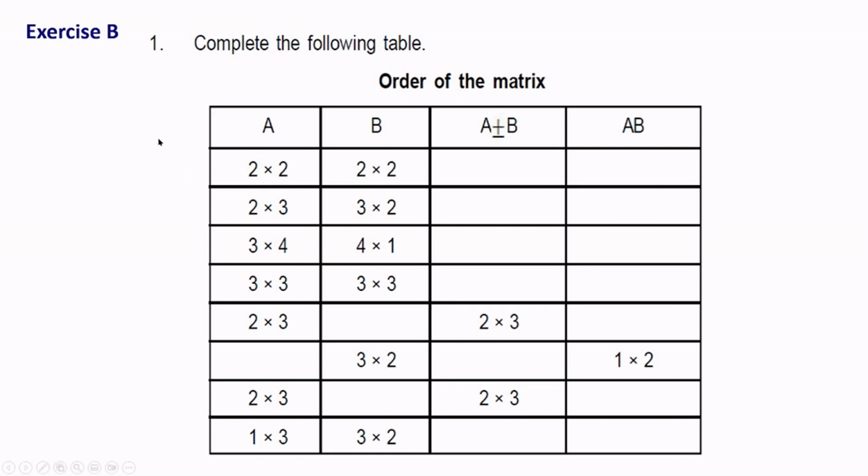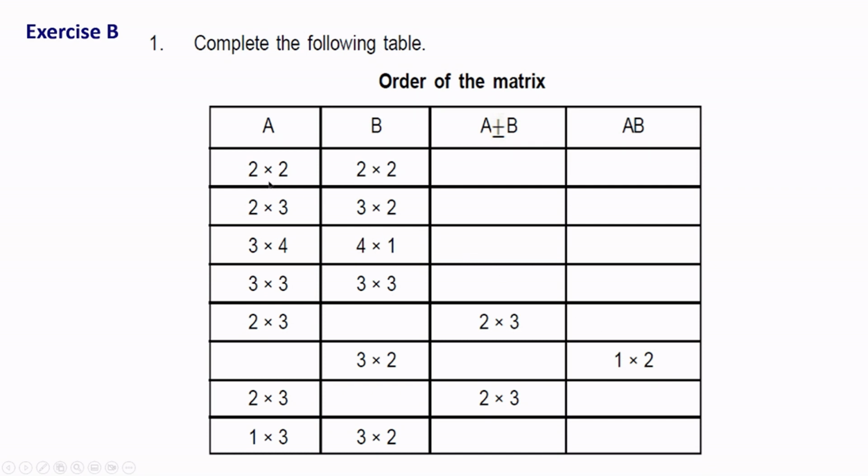And now let us move on to the next exercise, which is exercise B. The first question, complete the following table. So here we have to complete this table with respect to the order of the matrix. So sometimes order of A, B is given, we have to find order of A plus or minus B, order of AB, or sometimes the order of the matrices A plus or minus B or AB is given. Accordingly, we have to fill the gaps.